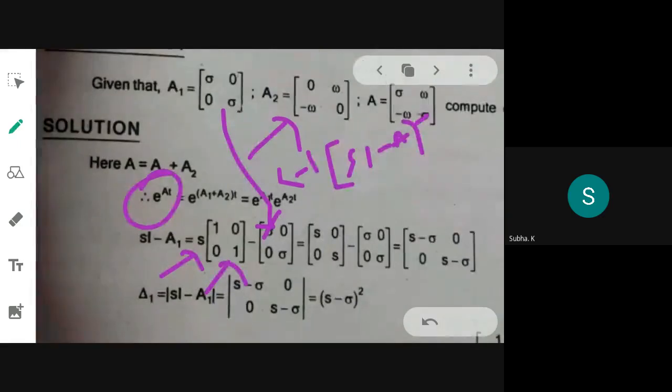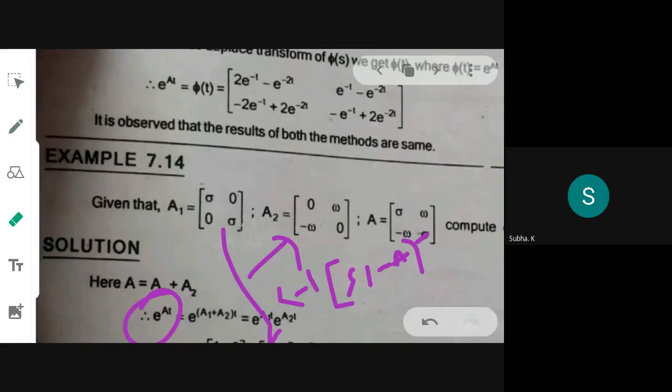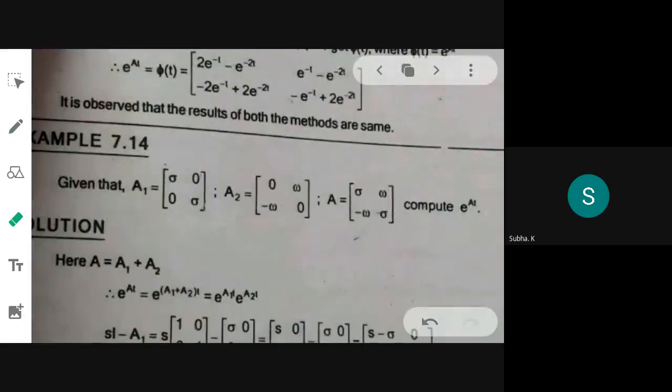So try to solve this problem and tell me the answer. I am not going to tell the answer. You try to solve the problem and tell me. It's better that I remain silent. I will pick out one particular person and I will ask you the answer.